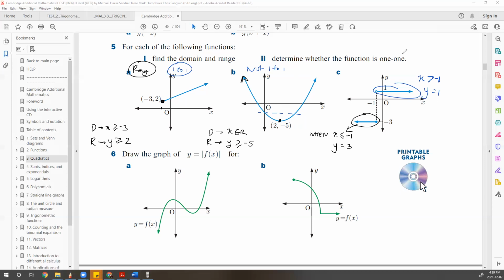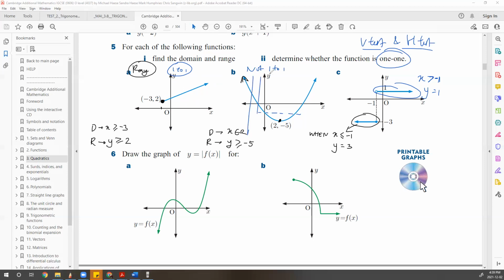Here, I will give you a simple tip. 1 to 1 means if you do the vertical test and the horizontal test, you still get the exact same unique result. If you do the vertical test, everything passes, right? But if you do the horizontal test, everything is also unique as well.